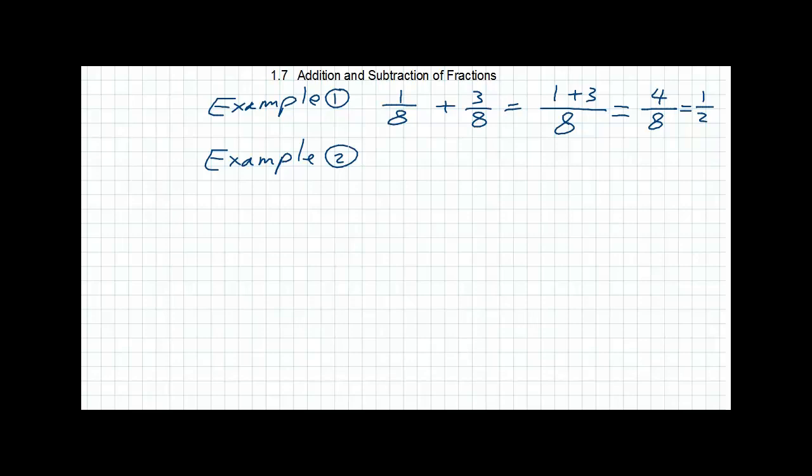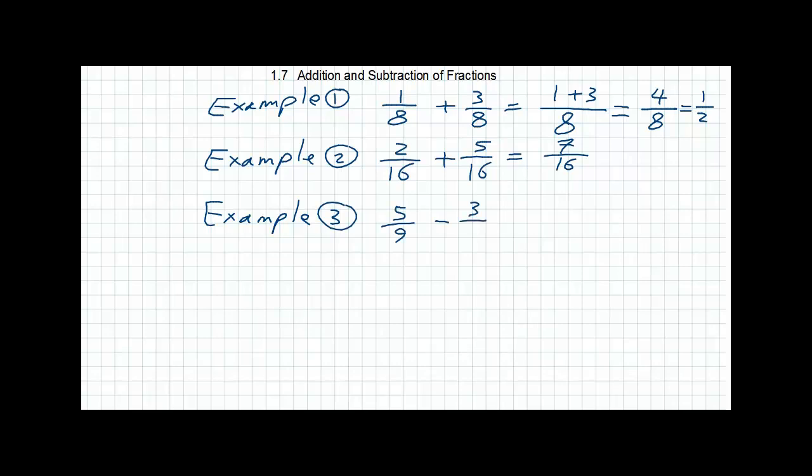Example 2. 2 over 16 plus 5 over 16. The answer, we can say directly, is 7 over 16. Example 3. 5 over 9 minus 3 over 9. The answer is going to be just subtracting the numerators, 5 minus 3, since the denominator is the same. So the final answer is going to be 2 over 9.